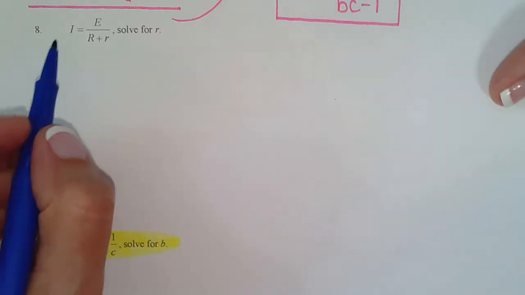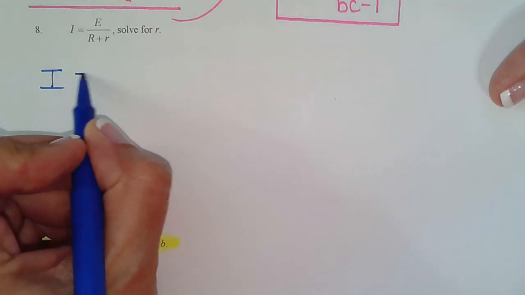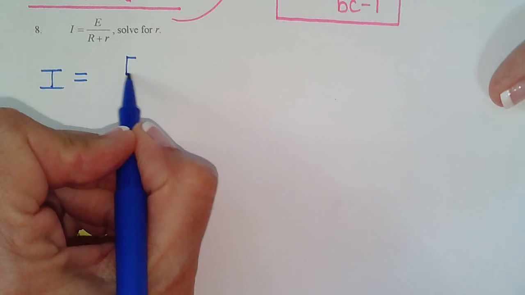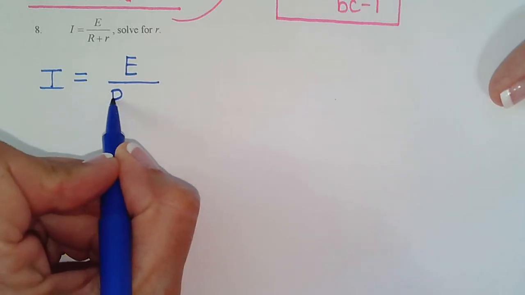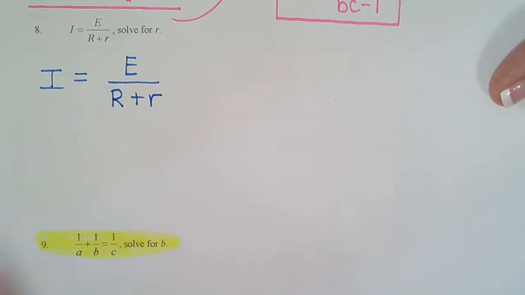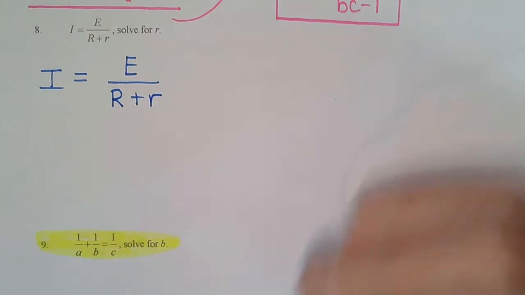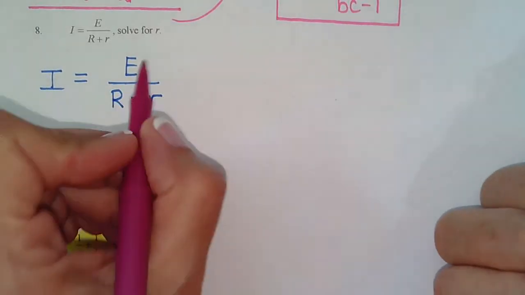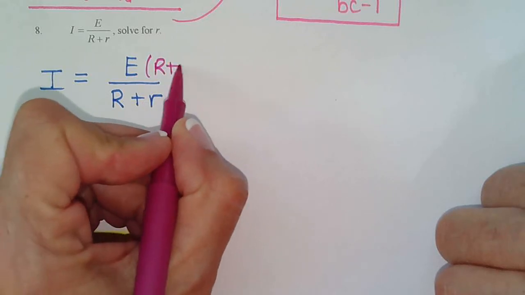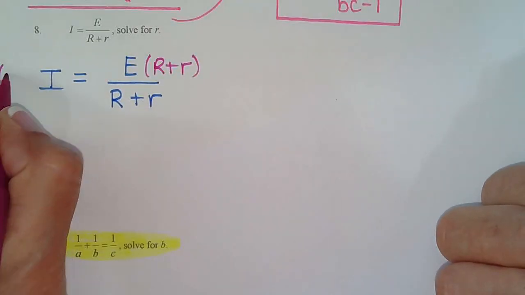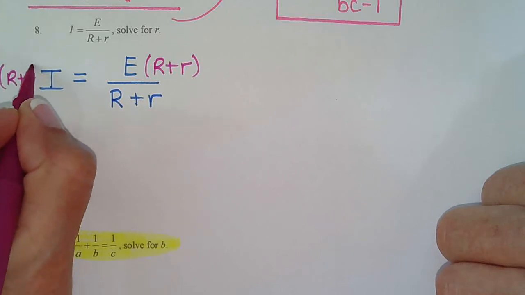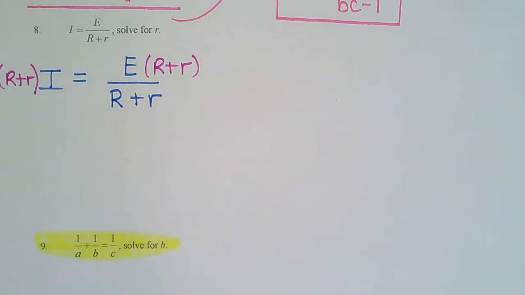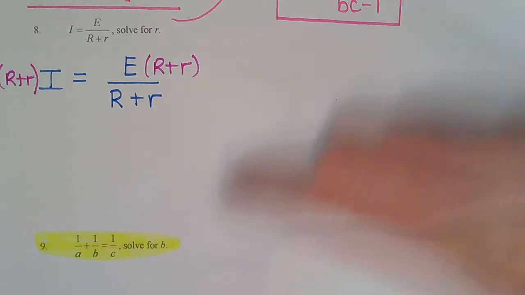Okay, on this first one, I think I'm going to write it big since we have plenty of room here. I equals E over capital R plus little r. So first thing we want to do is get rid of the fraction. To get rid of the fraction, remember we multiply both sides by the common denominator. Well, there's only one denominator, so it's pretty easy to figure out what the common denominator is. It's that one denominator. So I multiply the left side by big R plus little r, and I multiply the right side by big R plus little r.